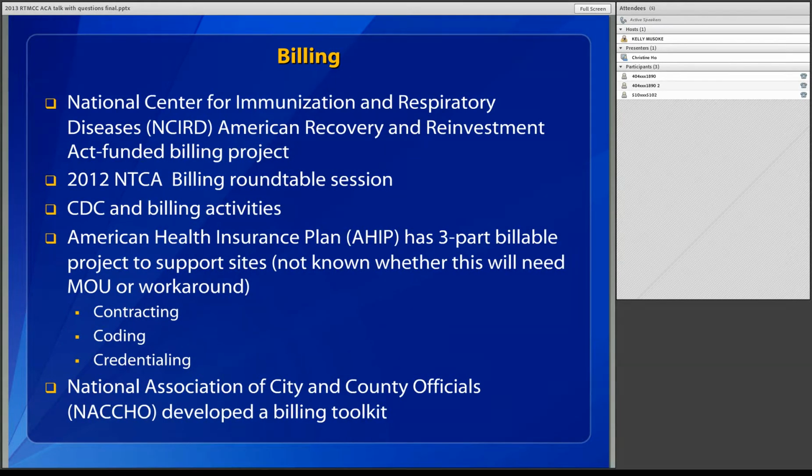We've also had a billing roundtable in 2012. There are some billing activities within CDC. The American Health Insurance Plan has a 3-part billable project to support sites. And NACHO, the National Association of City and County Officials, has developed a billing toolkit that is undergoing a review and feedback from subject matter experts right now.